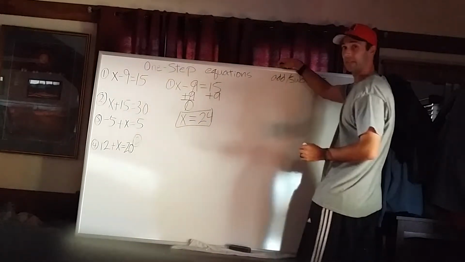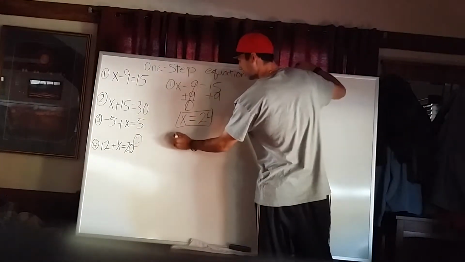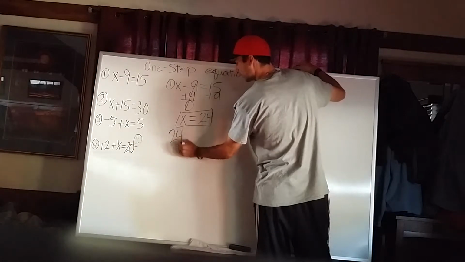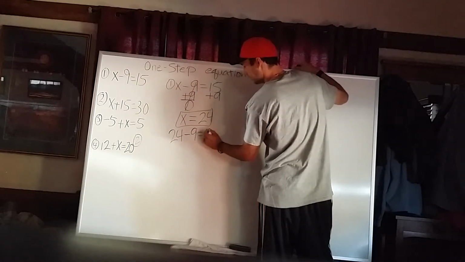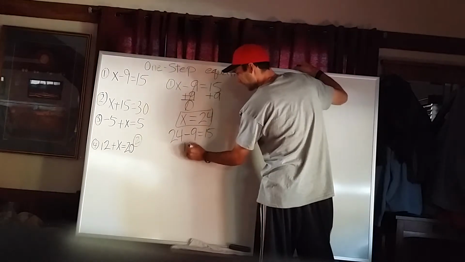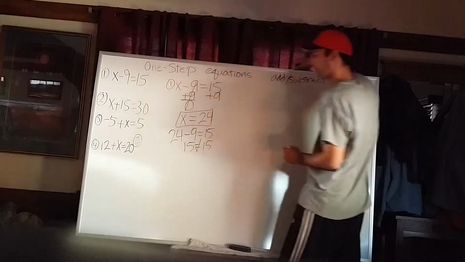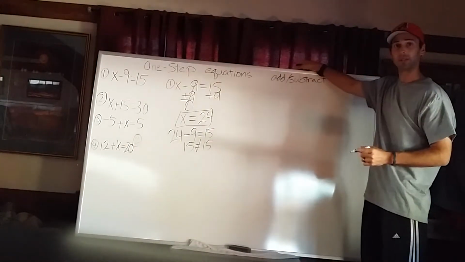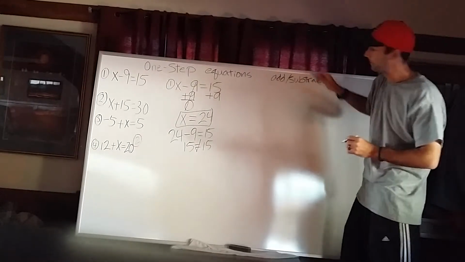Remember, you can always check your answer by taking the answer for the variable and putting it in place of the variable. So if x equals 24, we could put 24 in for x, minus 9 equals 15. And does it work? 24 minus 9 is 15. It does equal 15. It works. That's how you can always check an equation to see if your answer for your variable is correct.